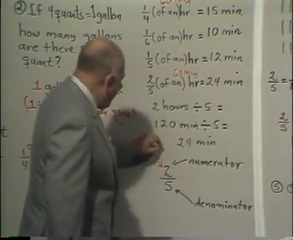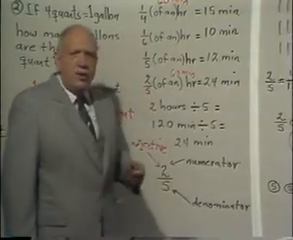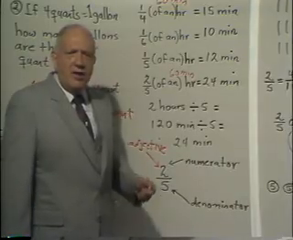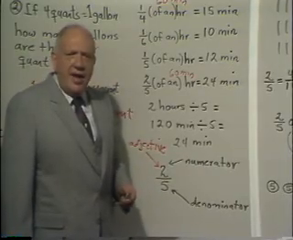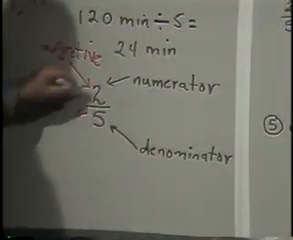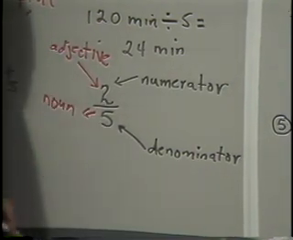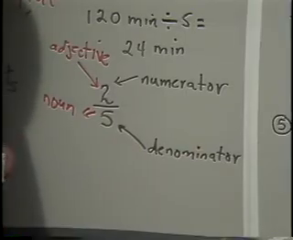The numerator is a whole number. The word denominator suggests the word denomination. Denomination means size, and size is a noun. You see, when we break the fraction, this is called a common fraction, when we break that up into its parts, the top number is the adjective, the bottom number is the noun.